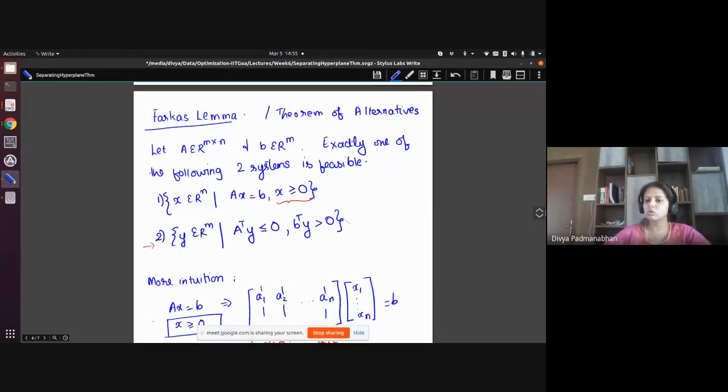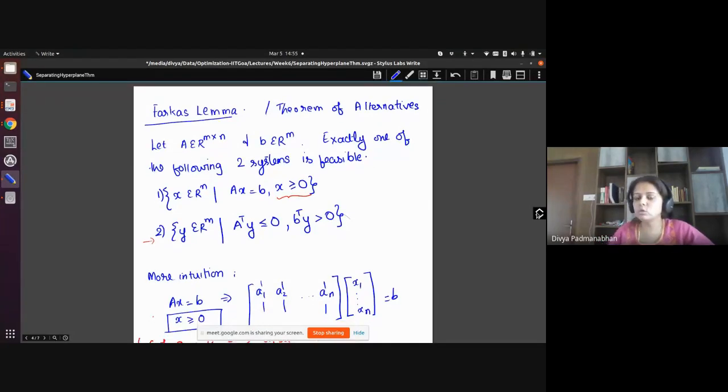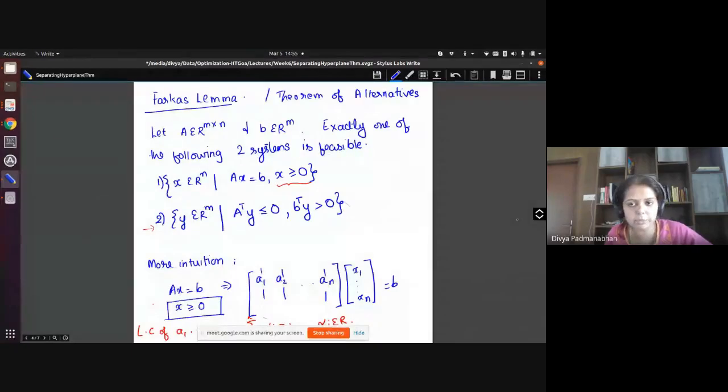So these things will be useful when we start linear programs. My plan is from the next class we'll begin formally looking at linear programs.